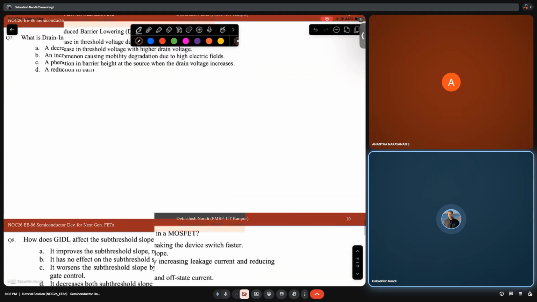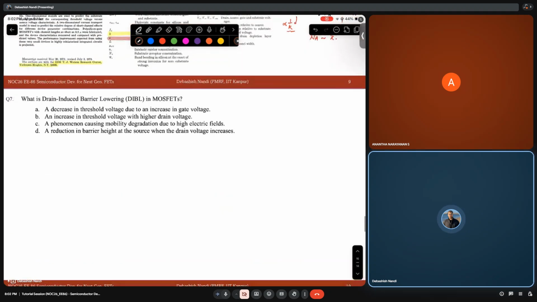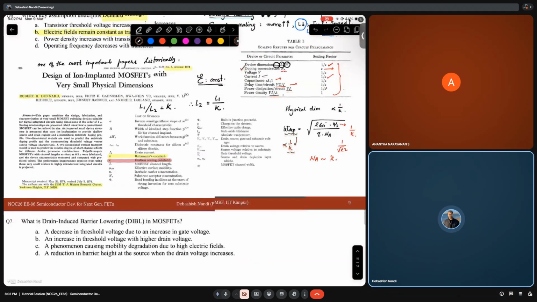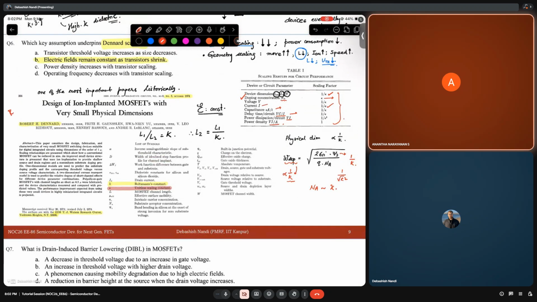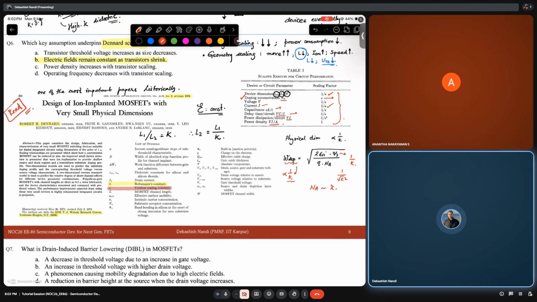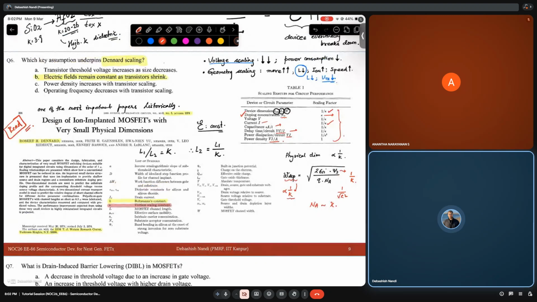So that is how. There is another DIBL question. This paper, if you are interested, you can read. So that is what Dennard scaling is. It showed the path of how to design your next technology.